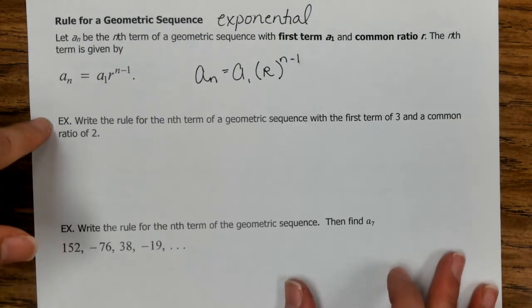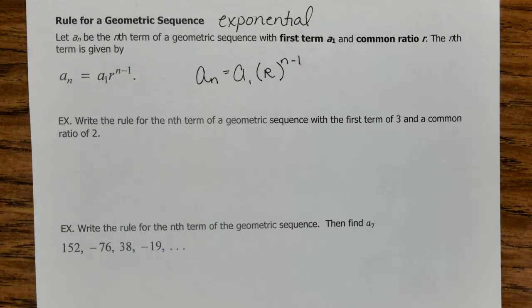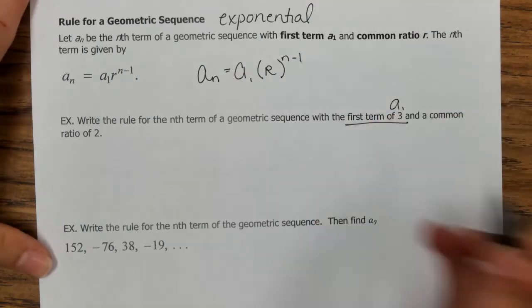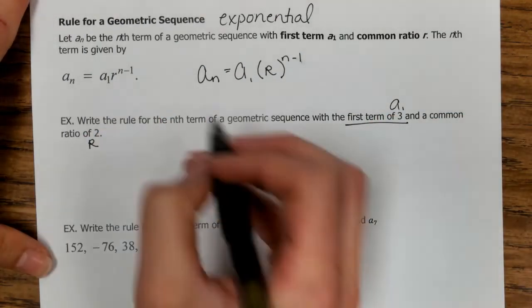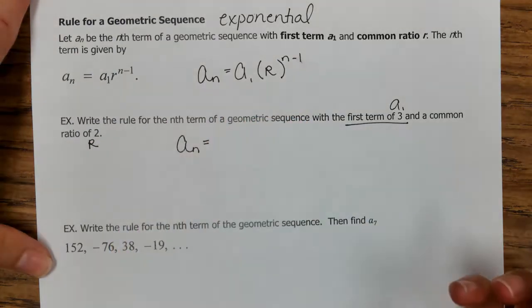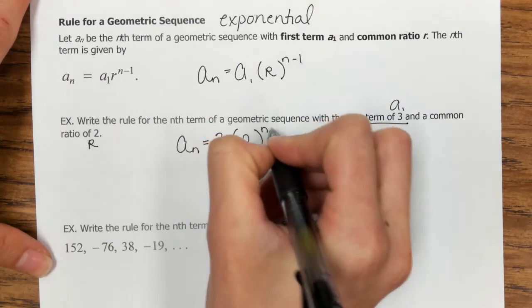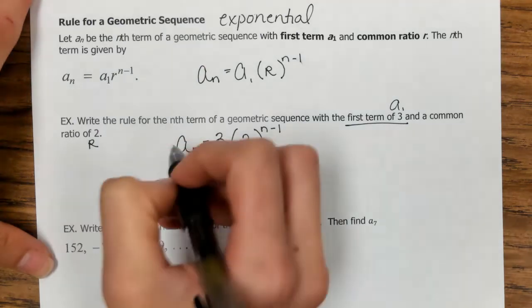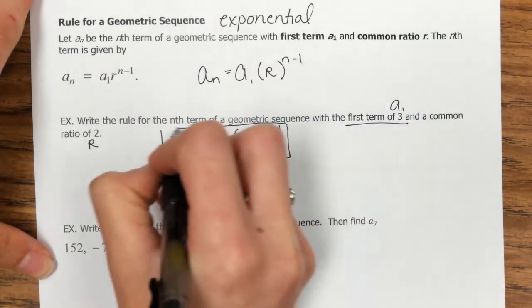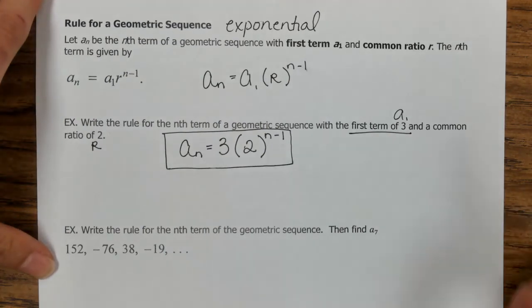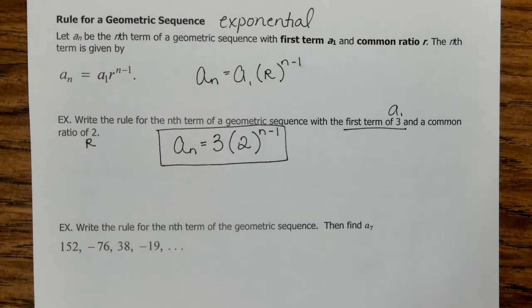Here, write the rule for the nth term of a geometric sequence with the first term of 3 and a common ratio of 2. So, first term, that's my A1. My common ratio is my R, that's 2. So my equation is AN is equal to 3 parentheses 2, close parentheses, and n minus 1 is my exponent. No extra work, no nothing. So if I give you the first term and your common ratio, hopefully you can plug it into the formula, because you're not getting partial credit. It's either you got it or you didn't. There's no work to be shown.